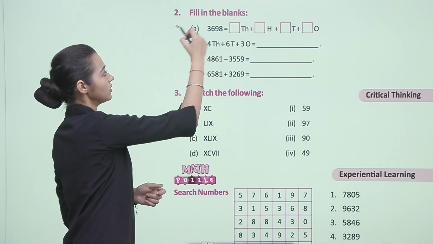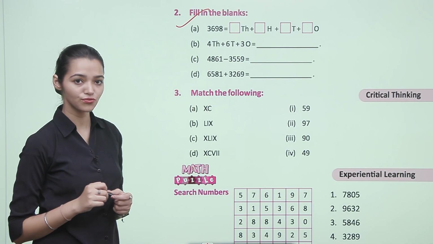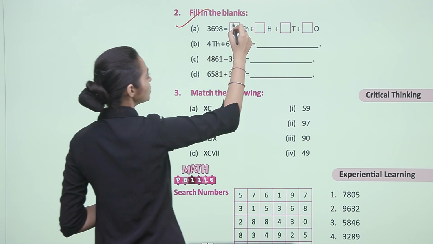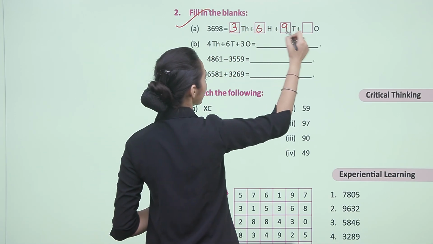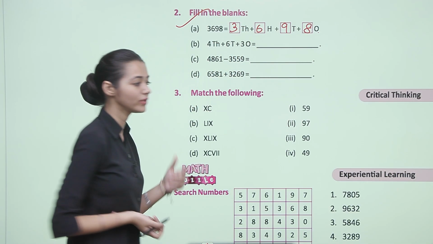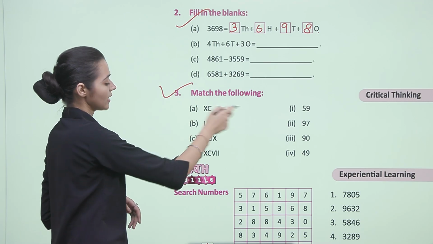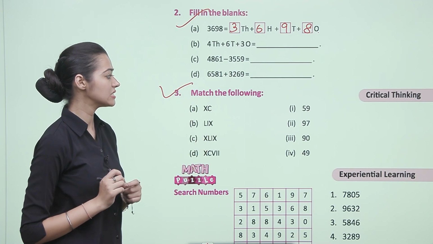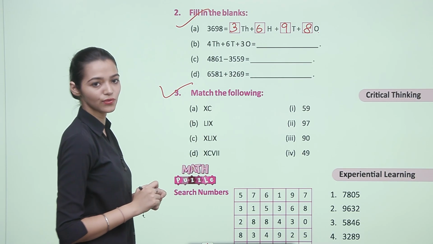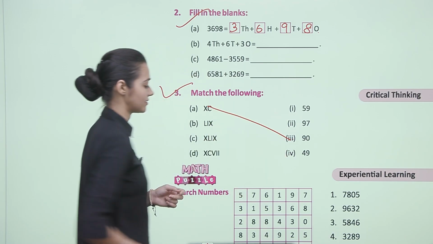Now in the next one, we have to fill in the blanks. In the first part, it is 3600, 9 tens and 8 ones. That's how we can complete it. Now in the next one, we have to match the following. XC can be represented as, very good, 90.